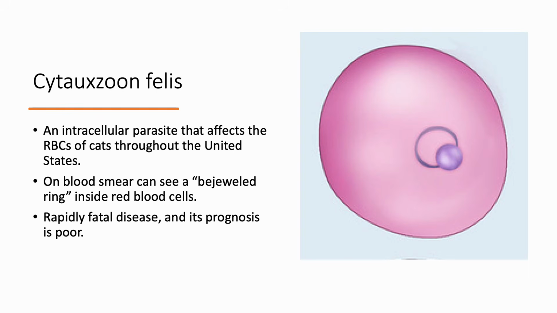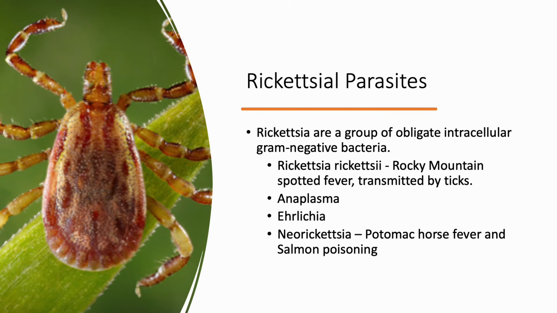Our next hemoprotozoa is Cytauxzoon felis. And this is an intracellular parasite that affects the red blood cells of cats. On a blood smear, we can see a bejeweled ring. So it's like an engagement ring. You can imagine the inclusion here as a bejeweled ring inside a red blood cell. This is pretty bad for cats. They can decline and die pretty quickly if they're infected with it. Fortunately, it's not very common.